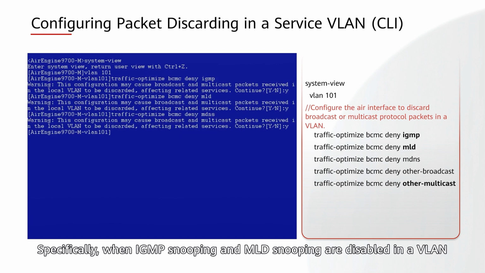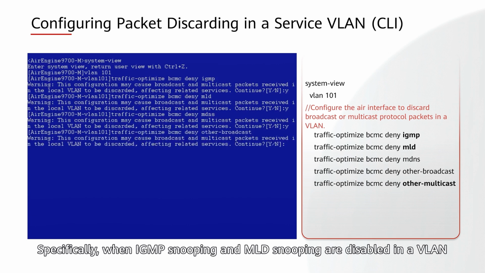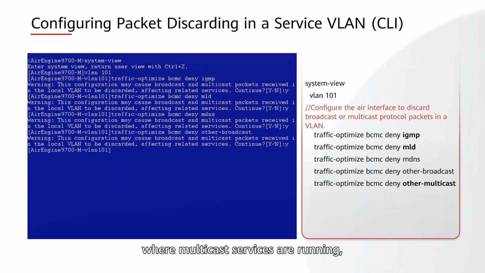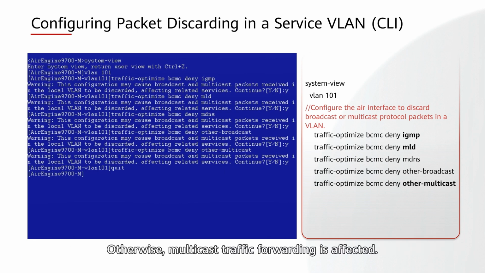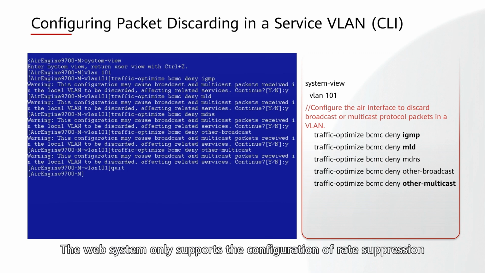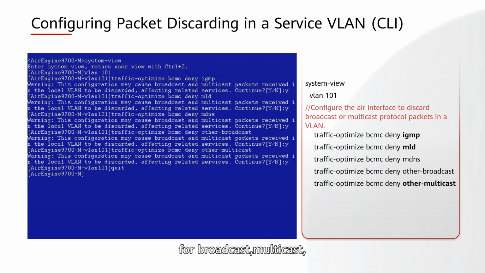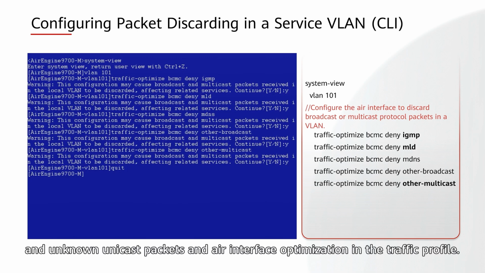Specifically, when IGMP snooping and MLD snooping are disabled in a VLAN where multicast services are running, do not configure the air interface to discard IGMP, MLD, or other multicast packets. Otherwise, multicast traffic forwarding is affected. The web system only supports the configuration of rate suppression for broadcast, multicast, and unknown unicast packets and air interface optimization in the traffic profile.